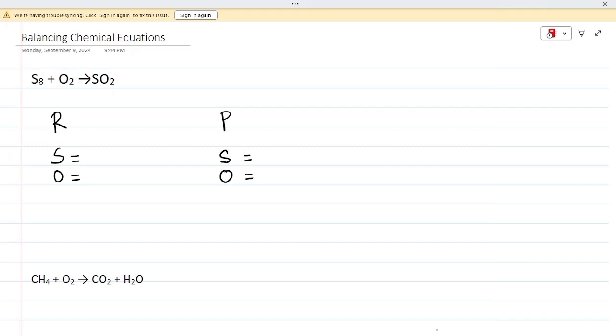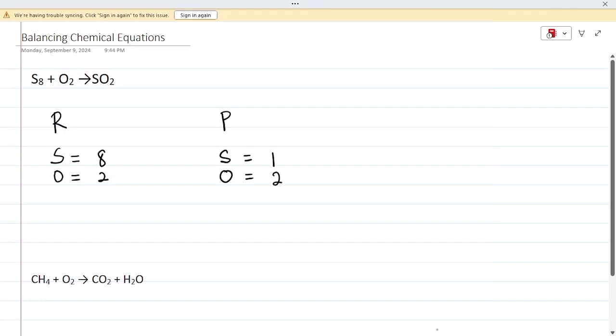Now we talk about the numbers. The first thing is that in an equation, a subscript affects only the element that it is directly in front of. So this 2 here belongs only to oxygen. It does not affect sulfur. So on the reactant side, sulfur we have 8, and for oxygen, we have 2. On the product side, no number directly in front of sulfur, that means 1. And then the oxygen, we have 2.